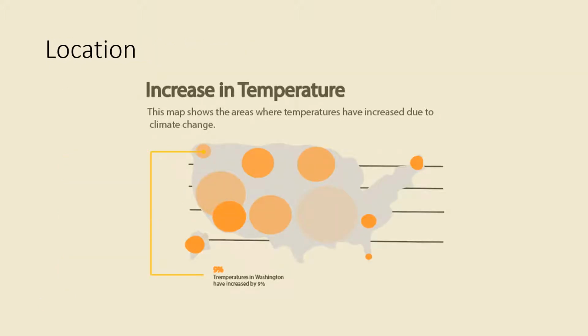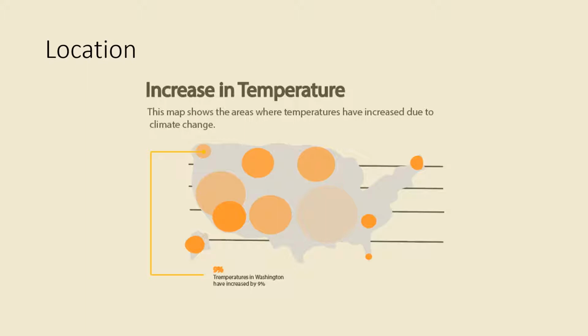A location display can show the differences in position on a page to represent the differences in position in the real world. Thus, it generally shows the position of something in relationship to another. For example, a map or a diagram of something would be a good example of a location display. My location display is a map of the United States that shows where temperatures have increased the most due to climate change.